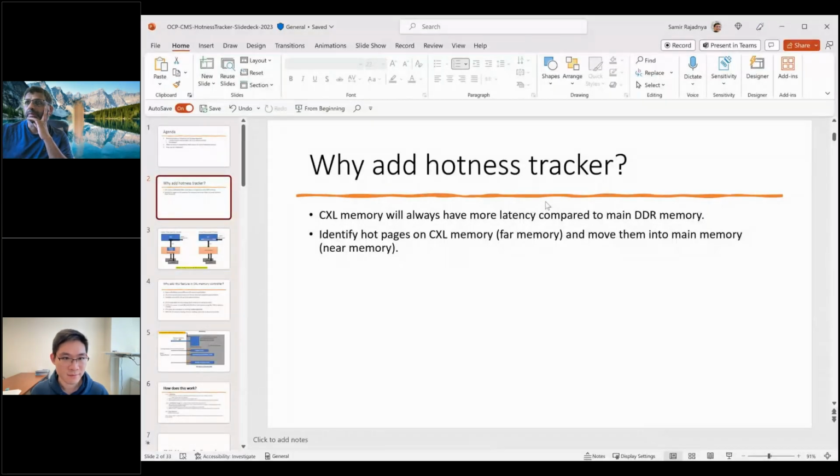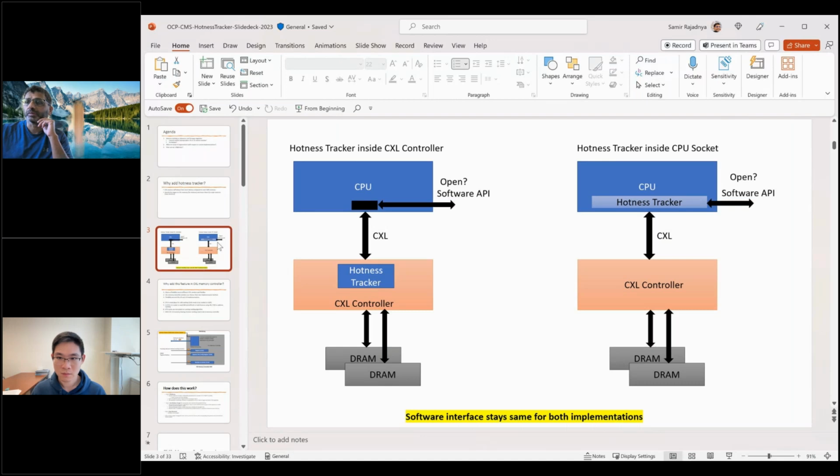Yeah, so I'm presenting my screen here. This is bringing back the discussion where we started, right? We talked about why we need to add a hotness tracker, and then this particular picture we all looked at together, right? There are two places for a hotness tracker. One is inside the CXL memory controller, or the picture on the right, inside the CPU socket.